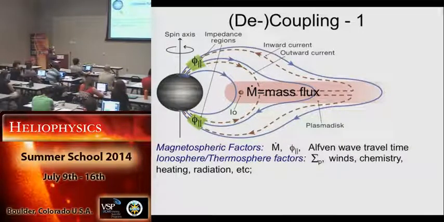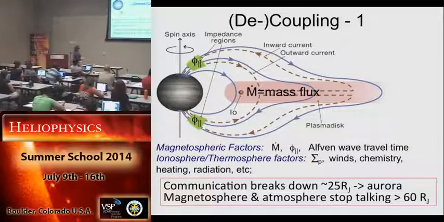And so basically what happens is a decoupling process. Communication between the planet and the magnetosphere begins to break down, which is where we begin to see that main auroral oval. So that main auroral oval is not associated with the Dungey cycle. It's associated with the breaking down of coupling between the stuff from Io moving out in the magnetosphere and the planet. And then they actually begin to stop talking to each other once you get to about 60 RJ.